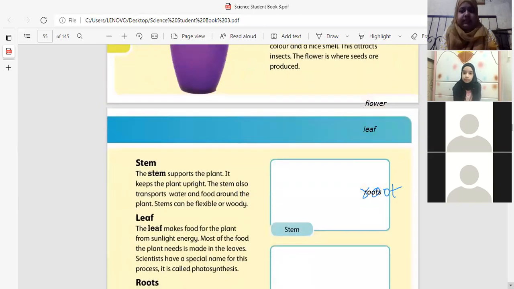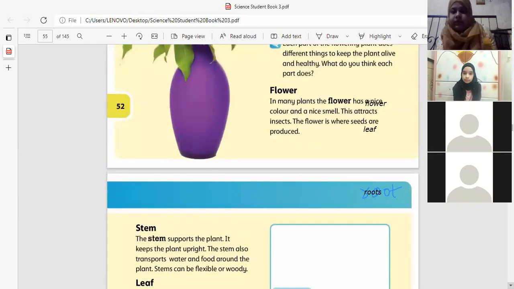We'll just quickly go through this, please pay attention. We'll be covering a very major part of this chapter. In many plants, the flower has a nice color and a nice smell. This attracts the insects, and the flower is where the seeds are produced. Can you imagine if there were no seeds, there would be no new plants. So seeds are equally important. So what does the flower do? It attracts insects and it produces seeds.